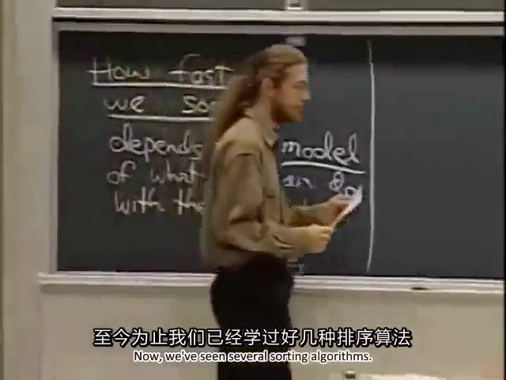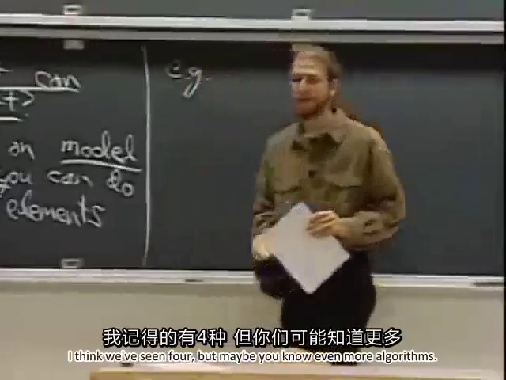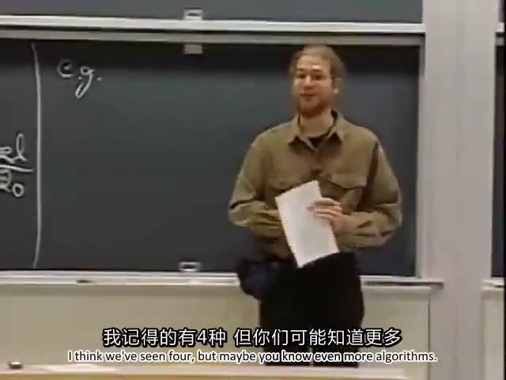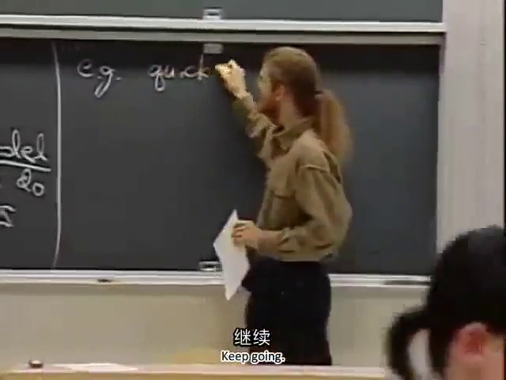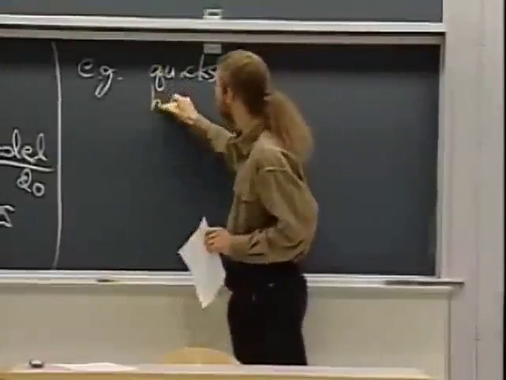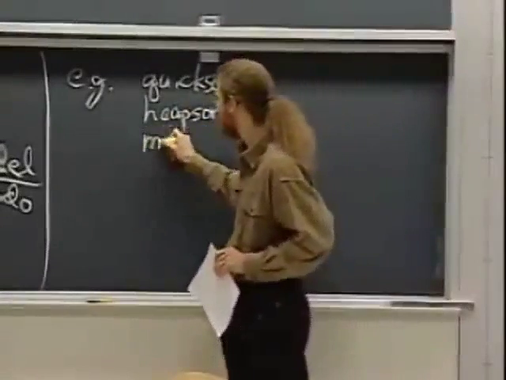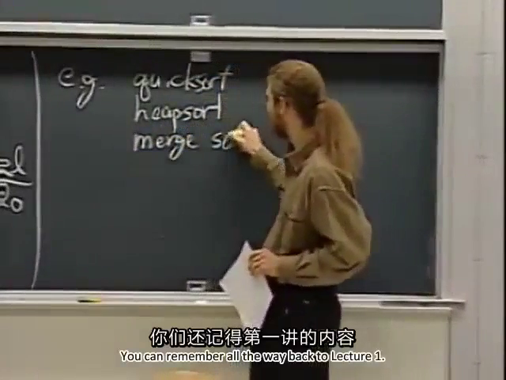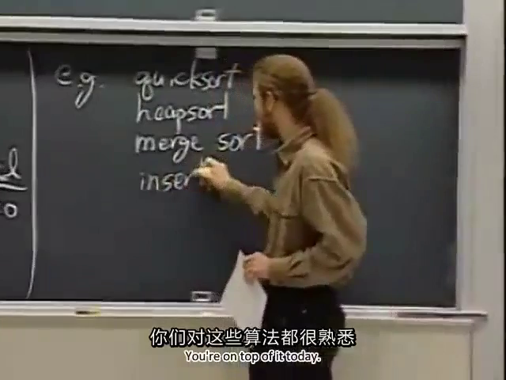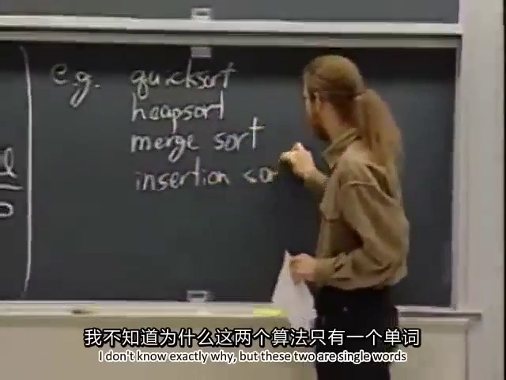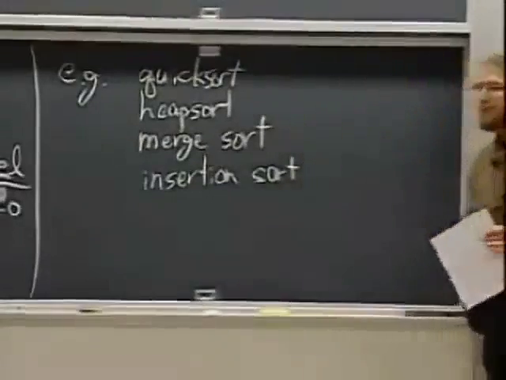Now, we've seen several sorting algorithms. Want to shout some out? I think we've seen 4, but maybe you know even more. Quicksort. Heap sort. Merge sort. Good. Remember all the way back to lecture 1. Any others? Insertion sort. All right, you're on top of it today. I don't know exactly why, but these 2 are single words and these 2 are 2 words. That's the style.